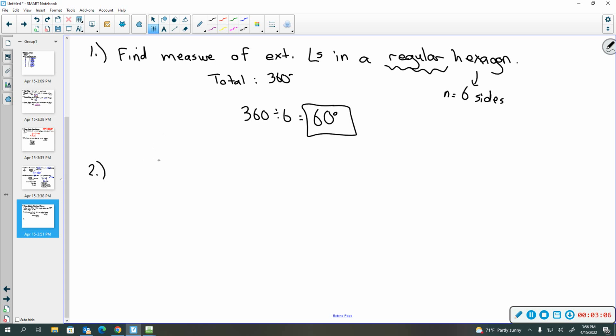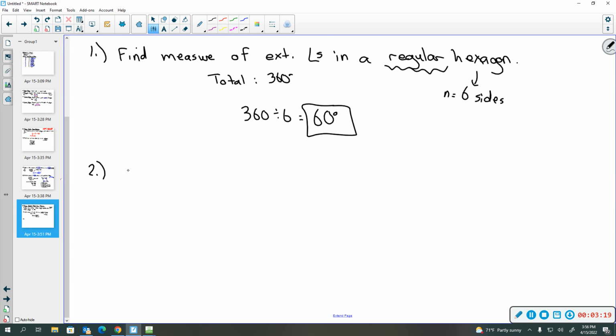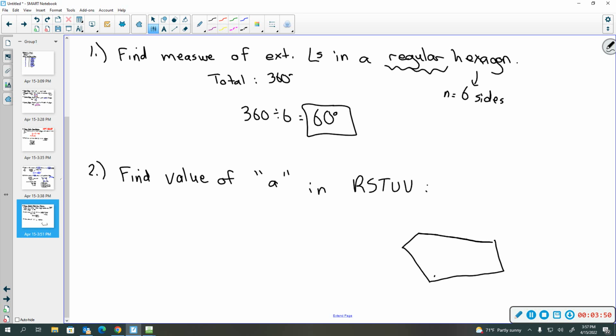Okay, what about when it's irregular? This time, not all the angles are going to match. So it's real similar to yesterday's, where we had to add them up to equal the total. Today's shape is, I think, a pentagon. Let me look. Yeah, so you're going to find just the value of A in this polygon RSTUV. We'll see how good I am at drawing this one. Okay, a 5-sided figure, and each angle is extended. This is how you know you have exterior angles. This one's R, this one's S, T, U, V.